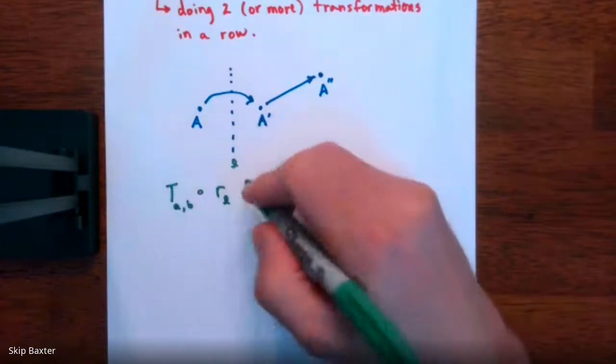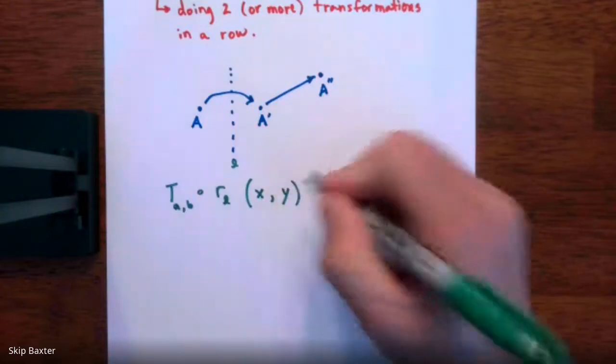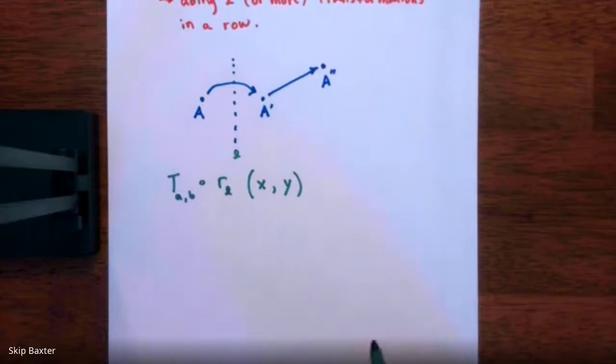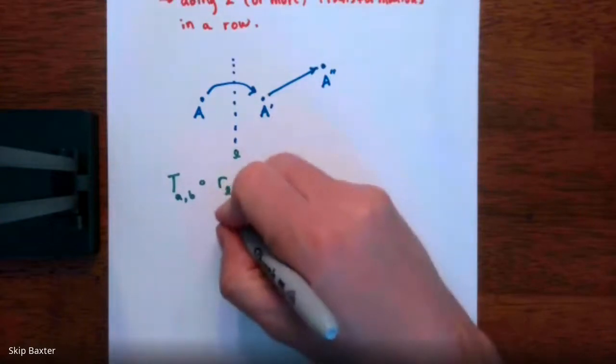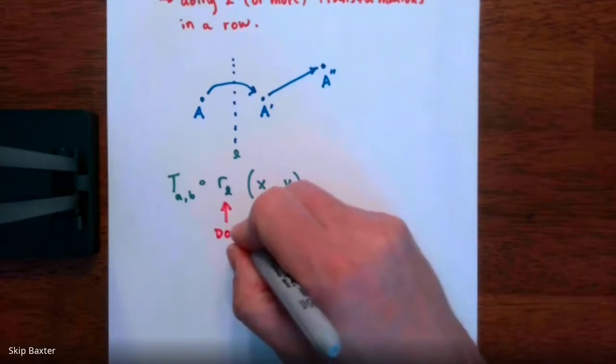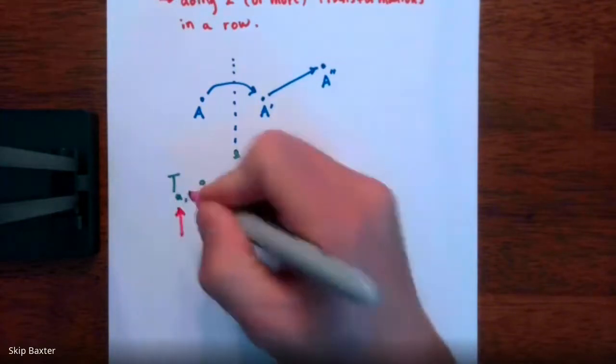Okay, so if that's the transformation we're doing of the point XY, you're going to work from right to left. Okay, so it's a little weird. I know that's not how we read and stuff, but that's just the way that this is done. This is the one you do first, and this is the one that you do second.